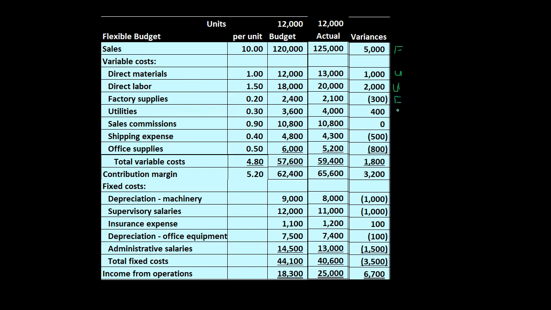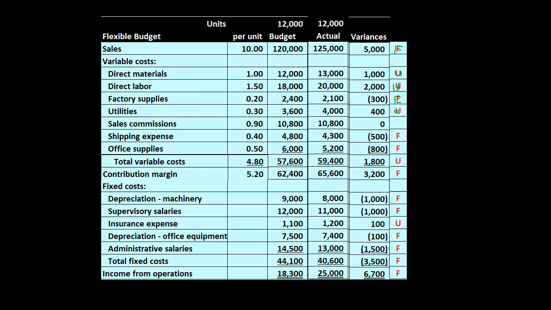We've got the utilities is going to be unfavorable, and so on and so forth. So if we go through this all the way through, favorable, favorable, unfavorable on the total. Contribution margin is favorable. The fixed costs should be somewhat similar because they're fixed typically, but we'll see the favorable and unfavorable differences for the fixed cost as well. And this will give us, like I say, a better same thing to same thing based on the same level of production, budgeted numbers versus actual based on the same number of units.